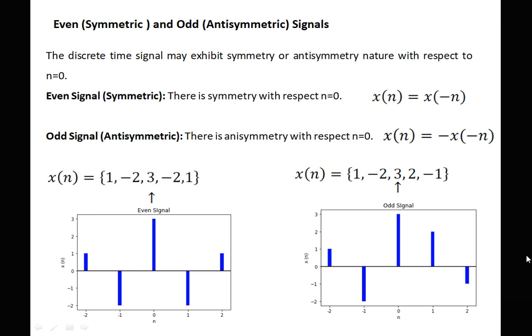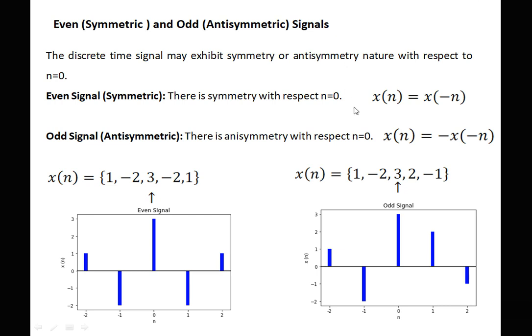Even signal, the discrete time signal exhibits symmetry or antisymmetry with respect to n equal to 0. Even signals are those signals having symmetry with respect to n equal to 0. In an even signal, x of n is equal to x of minus n. Odd signals are those signals that exhibit antisymmetry with respect to n equal to 0, that is x of n equal to minus x of minus n.